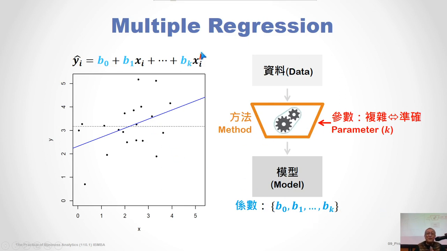For multiple regression, the difference between simple and multiple regression is that the former only has one x, but the latter will have a bunch of x. You actually have multiple x to predict y. When you have more predictors, more regressors, you can make a better prediction. Intuitively, we know that, and it is actually true.